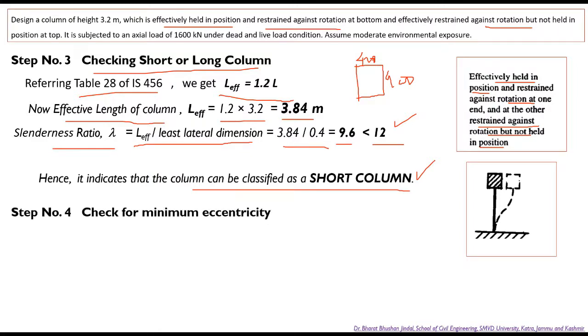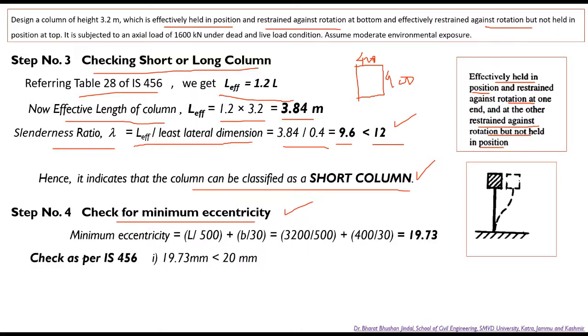Now in step number 4, we have to apply the check, as the code mentions that every column needs to be designed for a minimum eccentricity. Let us go through the conditions for the minimum eccentricity. The code suggests that it should be calculated by the formula L by 500 plus B by 30. L is the unsupported length, so 3200 divided by 500 plus 400, which is the size of the column, divided by 30, and based on this equation it comes out to be 19.73.